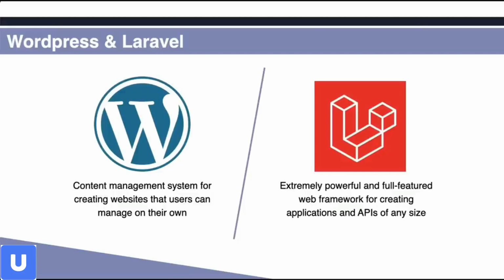So if you have a flower shop where you're building a website, maybe they want to sell a couple of products on their website, maybe they want to blog, WordPress is a great fit for that. And it can also be used as a headless content management system where you can build an API with it and then have whatever you want on the front end if you want to use React or some other JavaScript framework. And then Laravel is an extremely powerful framework for building apps and APIs.